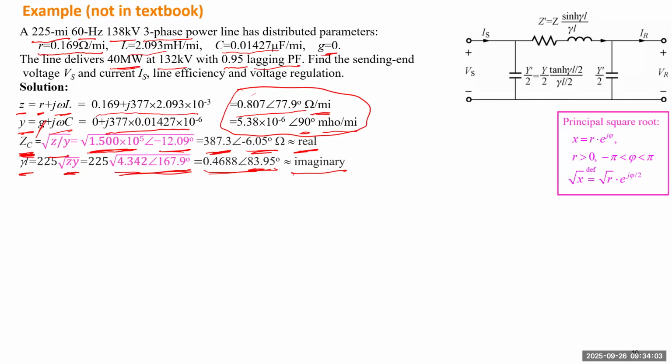When we ignore the loss of the line, if R is 0 and G also 0, then this one will be exactly real and this one will be exactly imaginary.